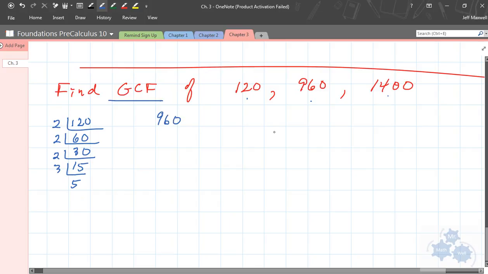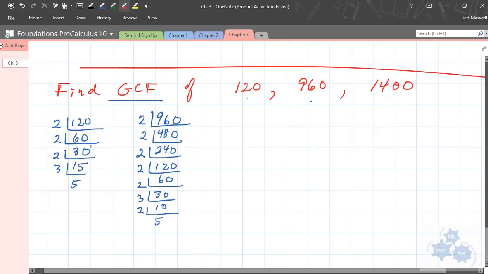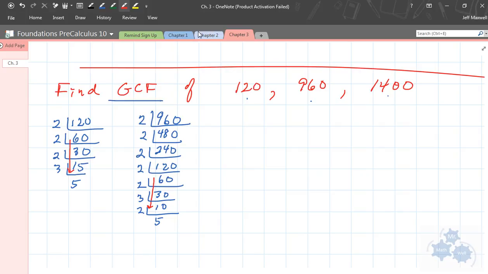960, and we'll do the other 2 real quick. Notice from 60 down, you don't have to do it the same way every time. You see, from 60 down here, I went 2 different kind of routes. I still got the same numbers though, 2, 3, 2, 5, 2, 2, 3, 5. Still the same numbers. Okay, and then 1400. Let's do 1400.